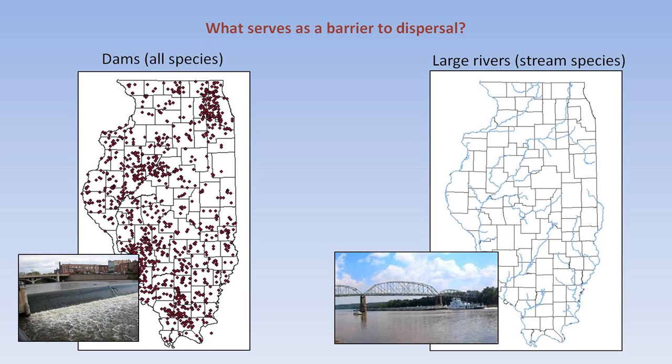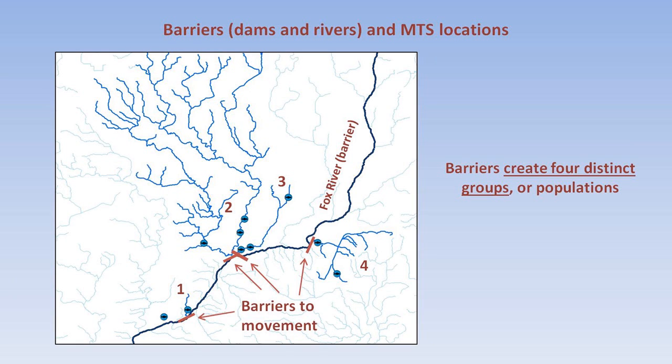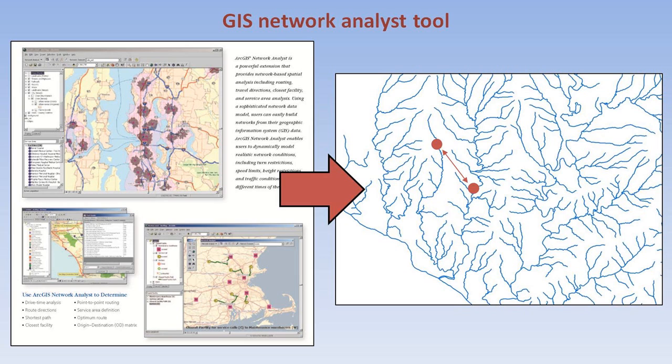But also large rivers can be barriers to dispersal, especially for stream species, so sometimes we had to take that in consideration. And when you map the fish locations and these barriers together, you might get something like this, where you have points on a map and barriers in between them, and you can start to see some patterns like in this one, where you might see 4 distinct groups of fish in this particular map.